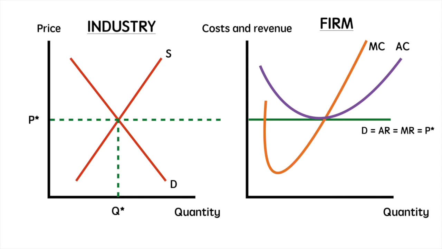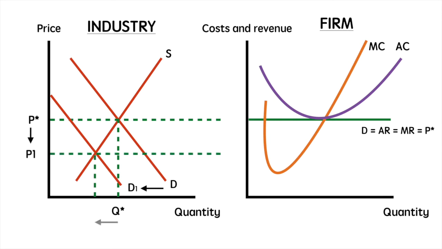Let's start with our diagram in long-run equilibrium. Assume now that there is a sudden decrease in the demand for widgets. This shifts the industry demand for widgets to the left, resulting in a lower price of P1 and lower equilibrium quantity of Q1. The firm's demand curve now shifts from D to D1 because the price in the market has fallen.